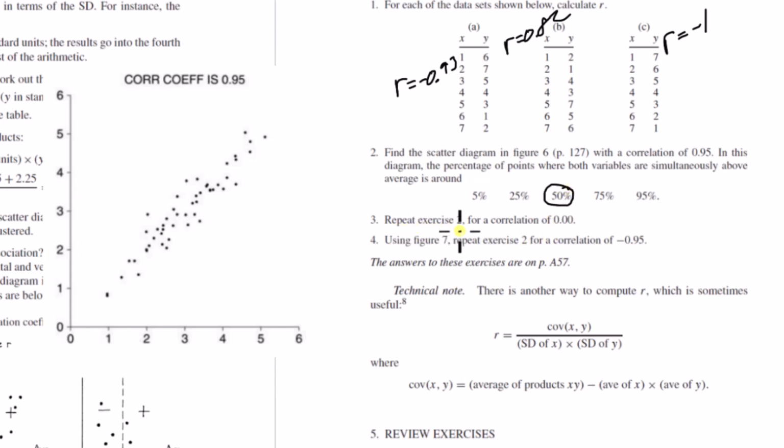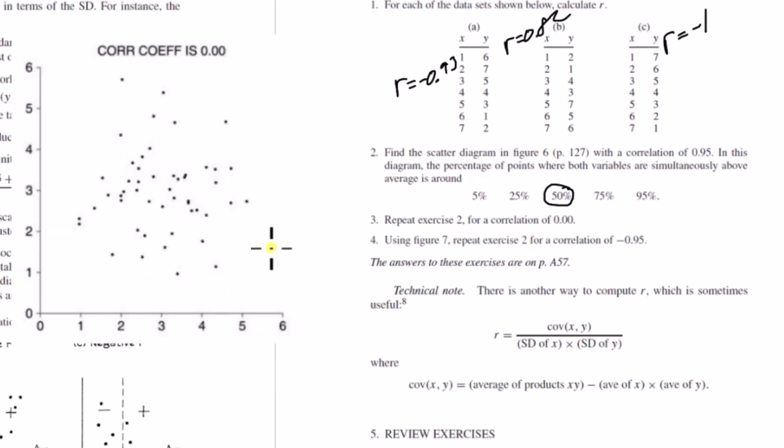Okay, repeat exercise 2 for the correlation of 0.00. Okay, so the point of averages looks to be about right in here. So in this case, it's like 25%. Interesting.